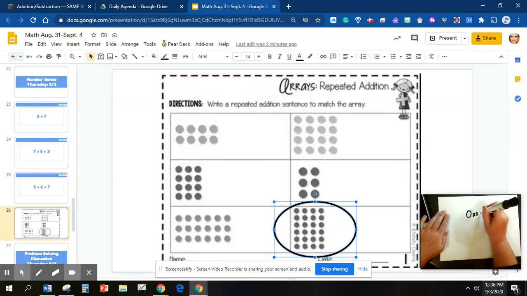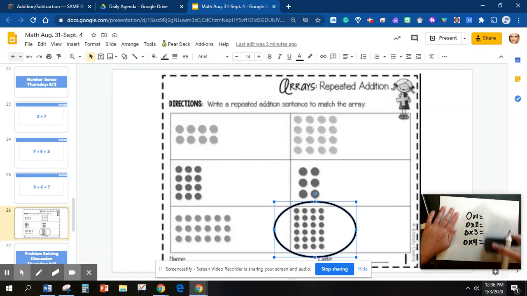0 times 1 is 0. 0 times 2 is 0. 0 times 3 is 0. If you have 0 groups of 4, you have 0, and so on.